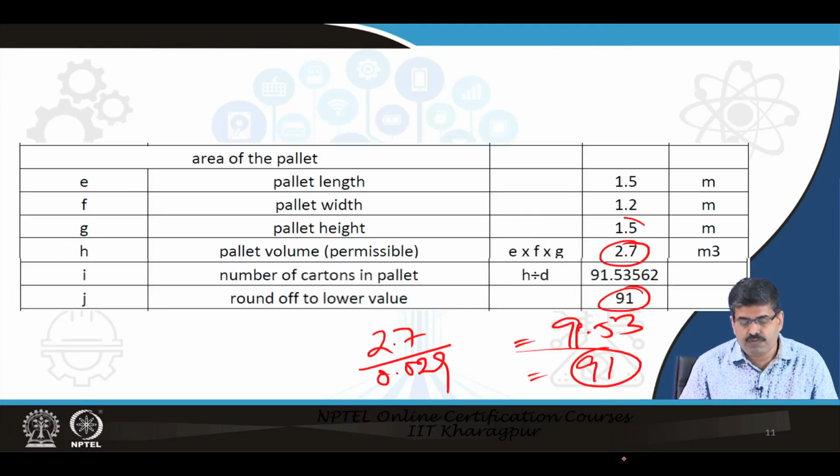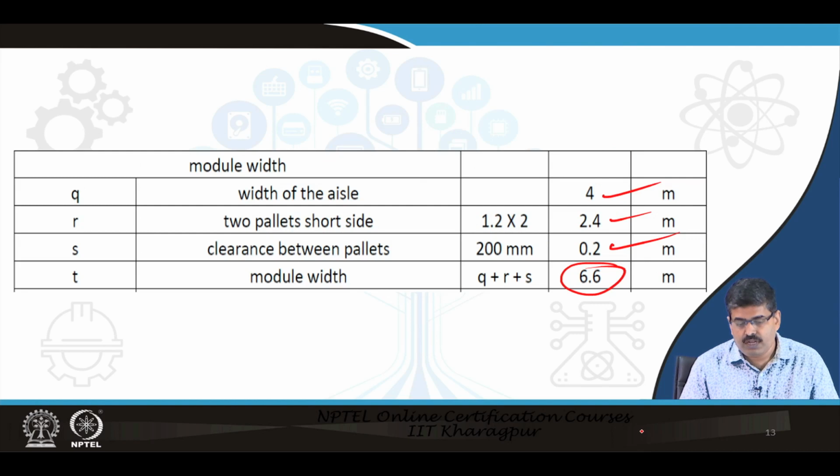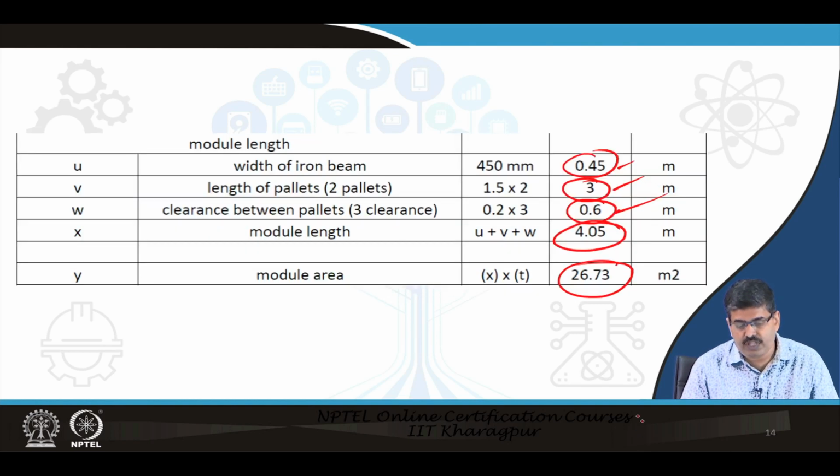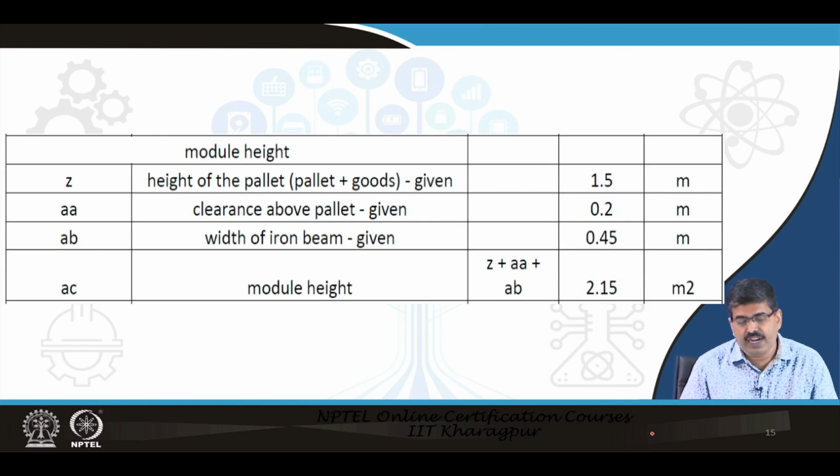Okay. So, same thing here. Module length: width of iron beam, length of pallet, that is 2 pallets, and 3 clearances. So, module length is 4.05. So, module area is this. Module area is module length into width, so 26.73. Okay. What is the height of the module?